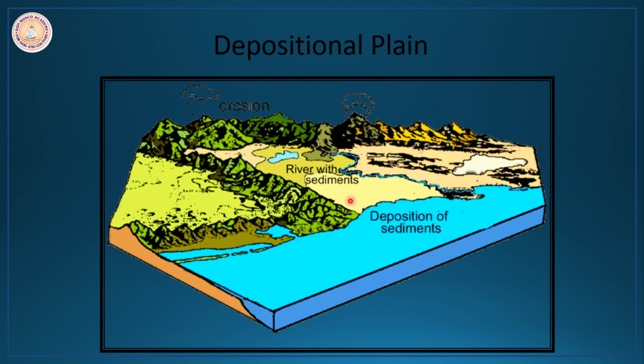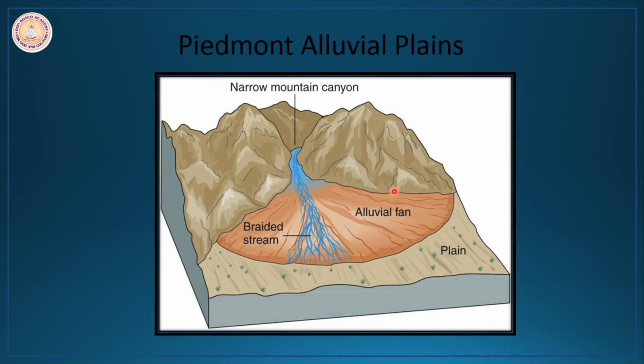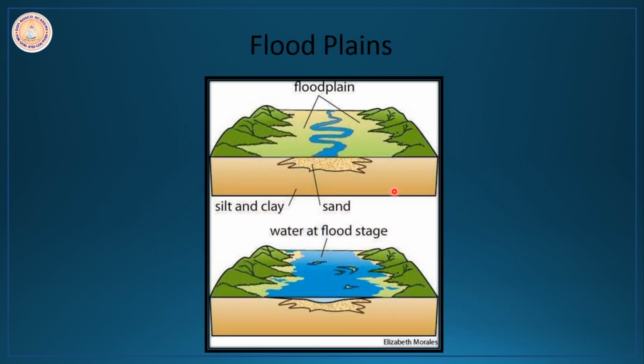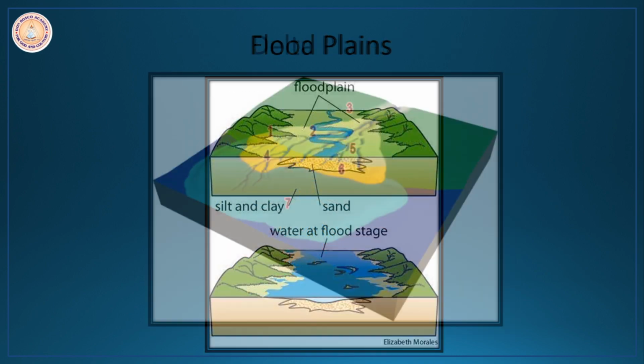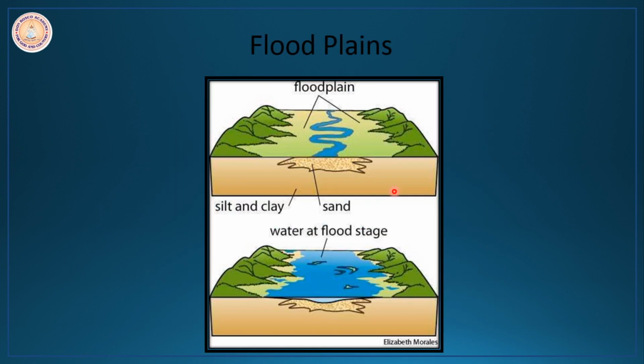Now they are classified into three major types. That is, depositional plain is classified into three major types. They are alluvial plains, Piedmont alluvial plains and flood plains, as well as delta plains.